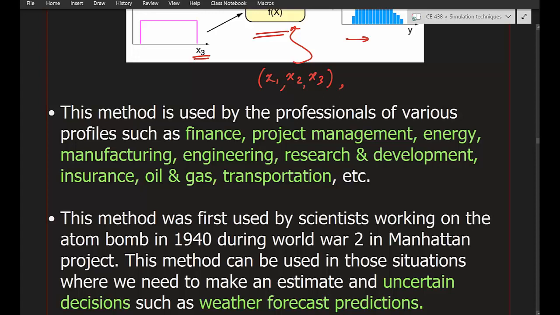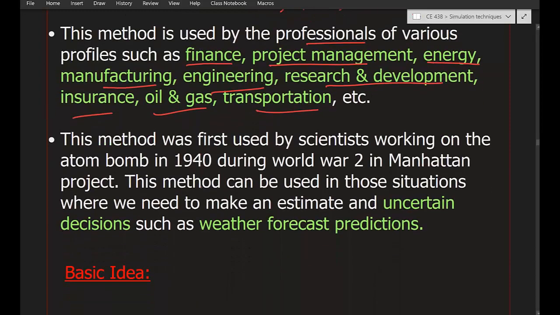This Monte Carlo method is used by professionals in various disciplines. For example, it is used in finance, project management, energy, manufacturing industry, engineering, research and development, and insurance companies also use this kind of simulation technique. Transportation as well as oil and gas companies use the Monte Carlo simulation method to solve their complex problems. This method was first used by the scientists working on the Manhattan project for making the atom bomb in 1940 during the Second World War.